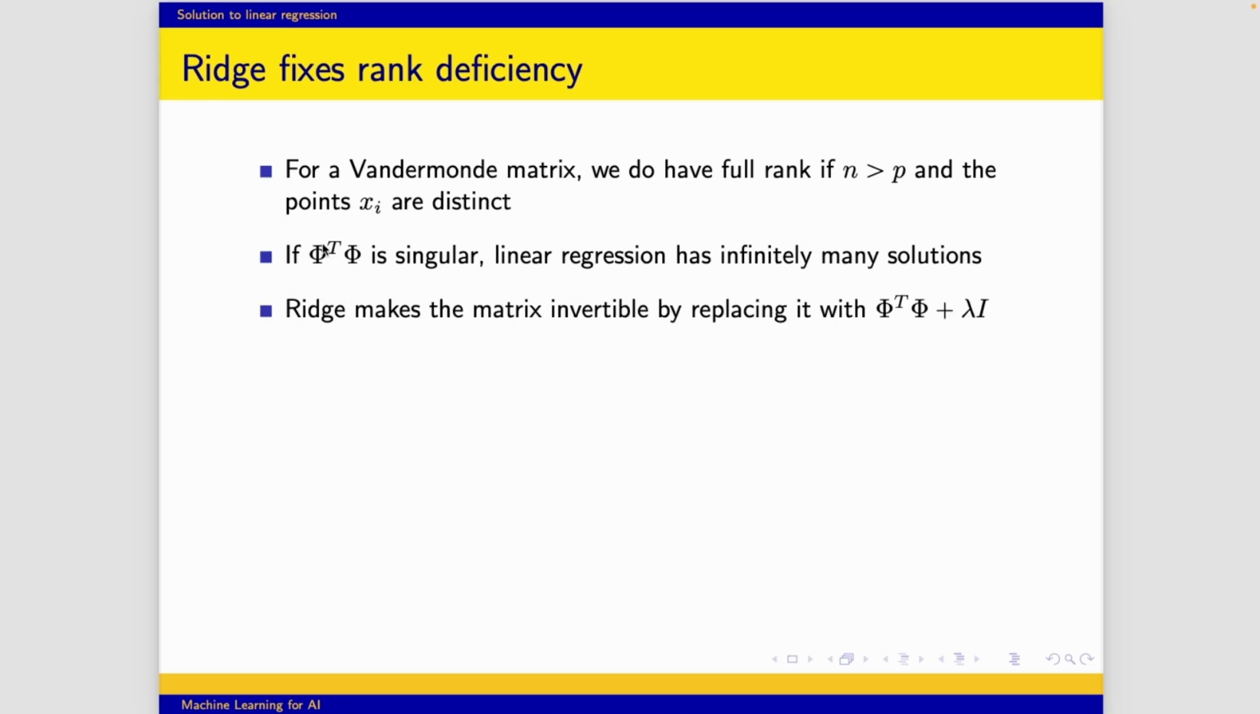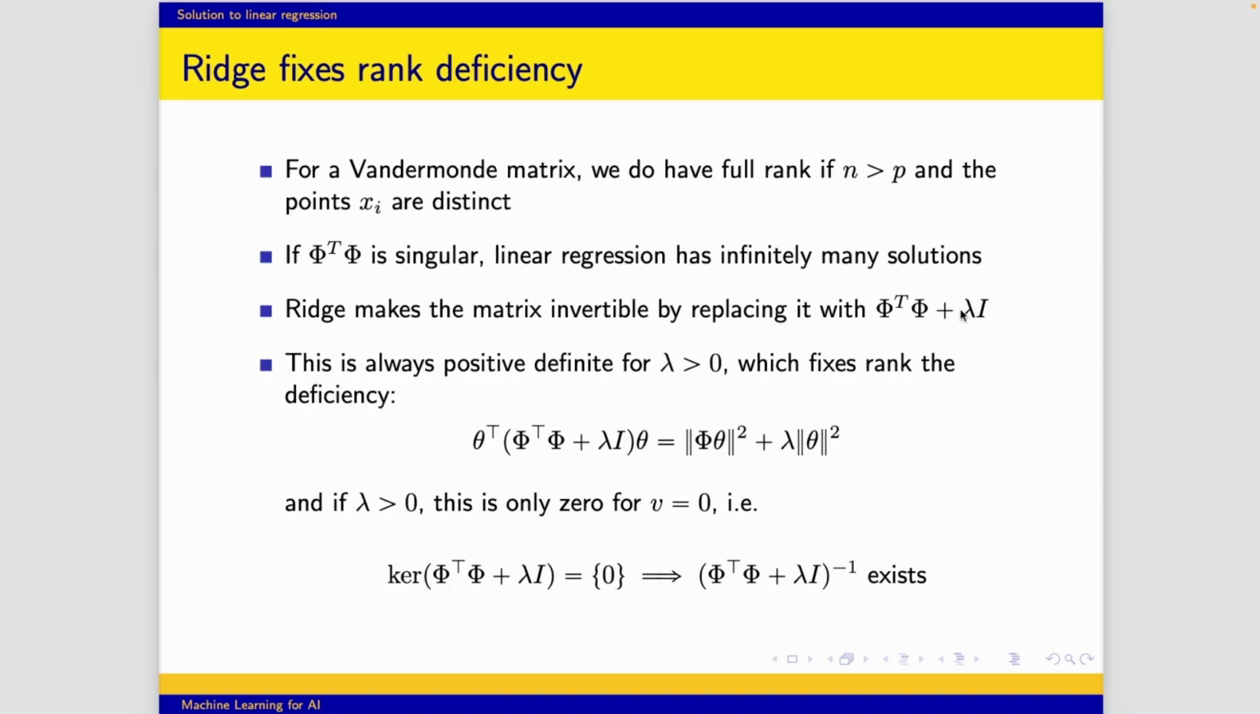One advantage of ridge regression, which is connected to what I said earlier about the jitter and the nugget, and now we're going to make it a bit more formal, is that ridge makes this singular matrix invertible by replacing it with this matrix, adding this term. So why is this the case? Well, because this matrix is always positive definite, provided lambda is greater than 0. And that fixes our rank deficiency, which fixes the lack of invertibility problem.